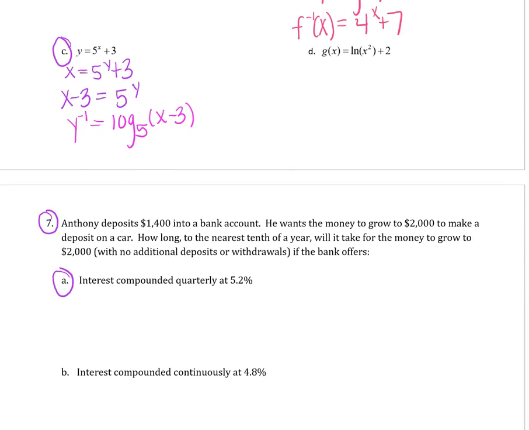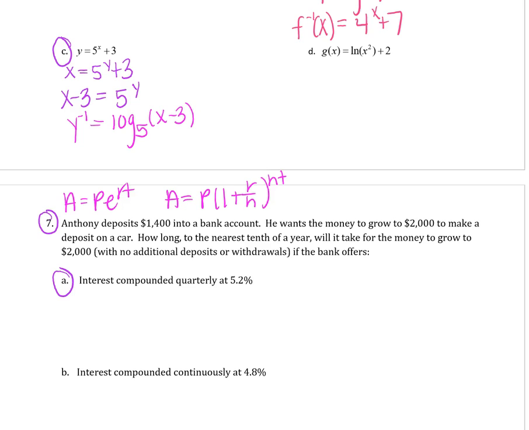Alright, word problems. Don't forget to know your formulas. A equals P e to the RT, and A equals P times (1 plus R over N) to the NT. So this is your continuous formula. This is compounding quarterly, monthly, whatever.